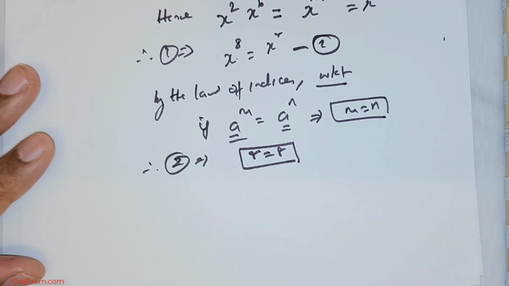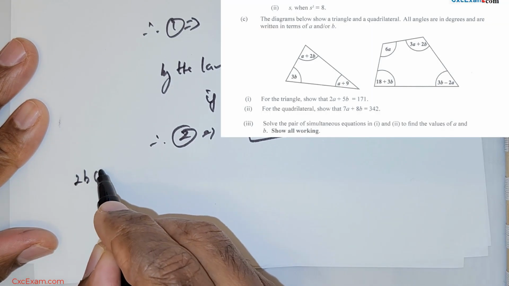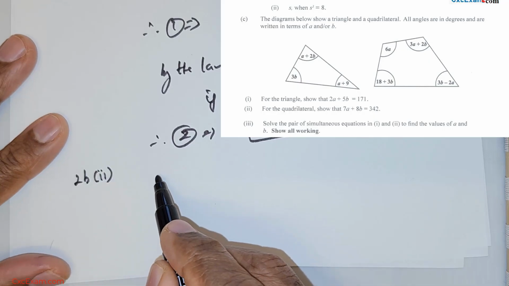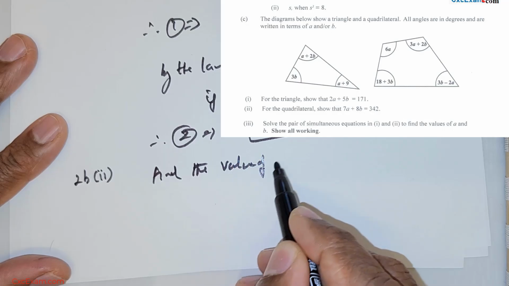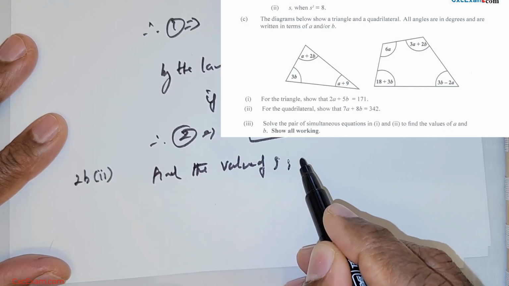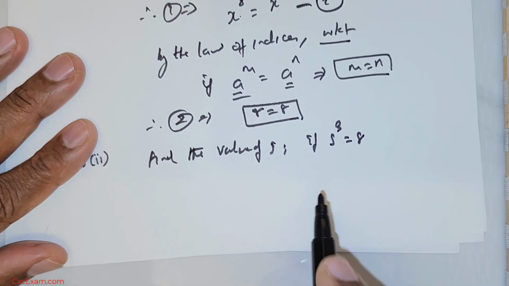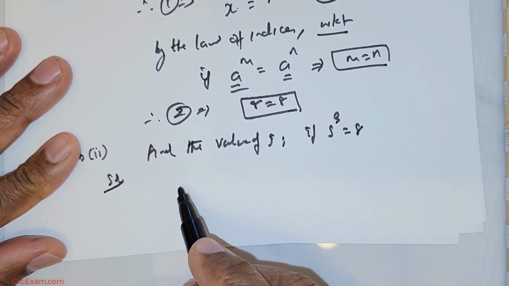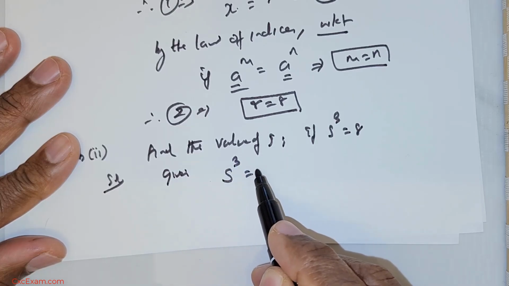Let's move on. Now this is the next question, section 2b2. Now they are asking us to find the value of s if s raised to the power of 3 is equal to 8. Okay, so this is a solution. Now what are we given? We are given s raised to the power of 3 is equal to 8.